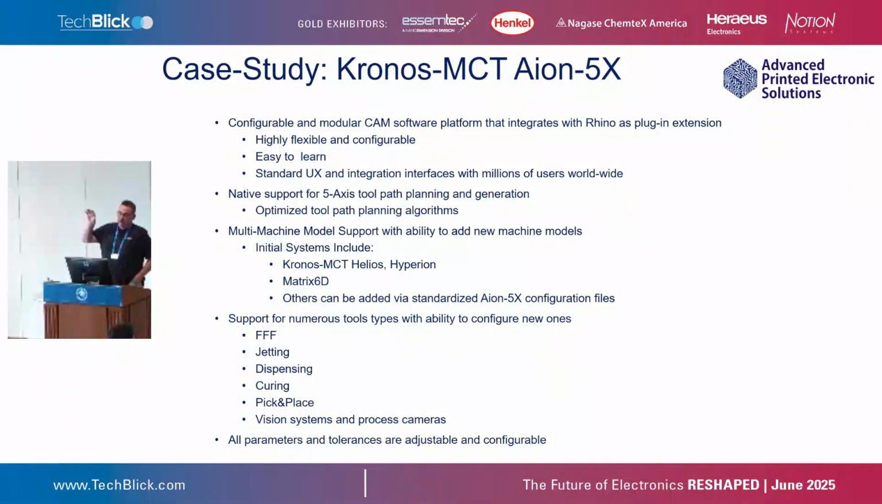You just change the architecture to define your machine type, you load it, and now you have your machine supported in that particular software. Out of the gate, it'll support their systems, Kronos, Helios, and Hyperion, and it's going to be supporting Matrix 6D as well. So we're working with it. We've already kicked the tires on it, so it does do the job. It supports many different tool types, all the common ones within 3D printed electronics systems: FFM, jetting, dispensing, curing, and so forth.